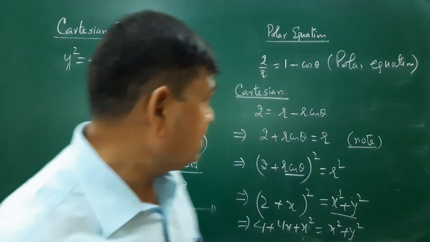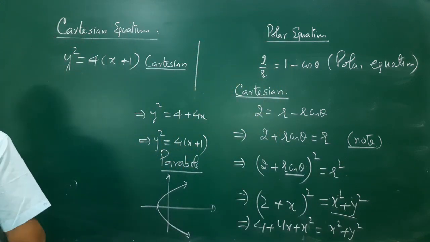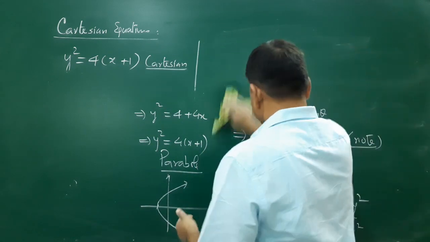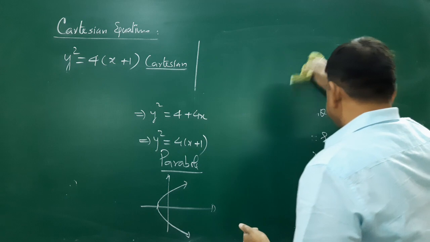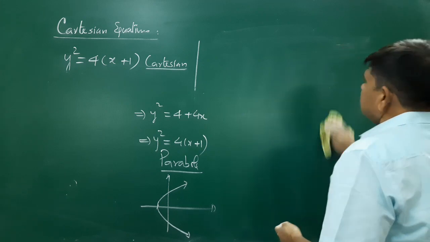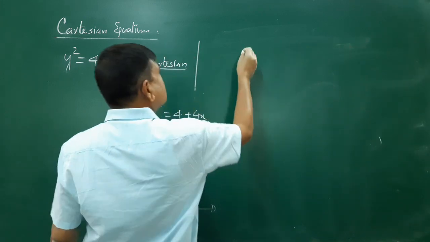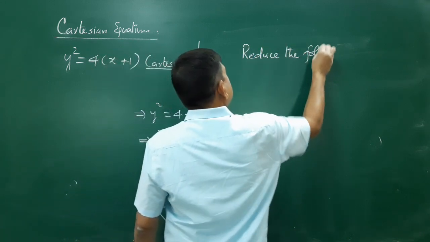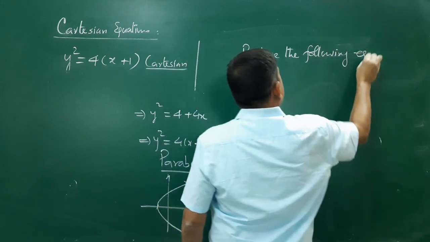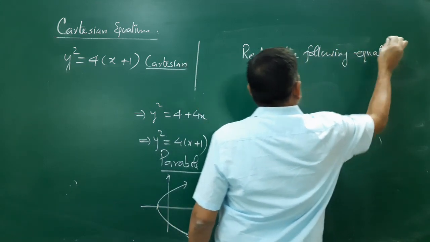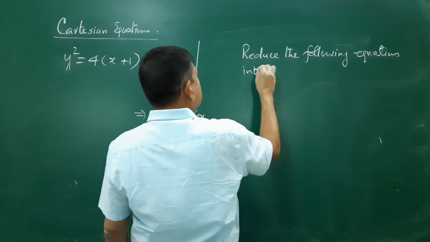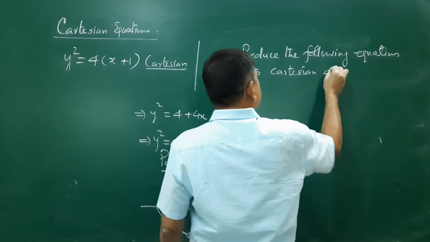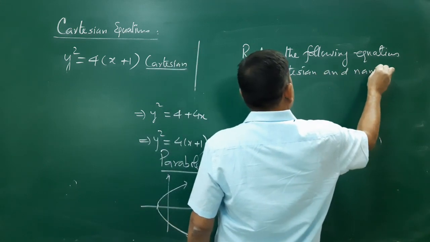Now today's homework I'll give you. Reduce the following equations into Cartesian and name them.